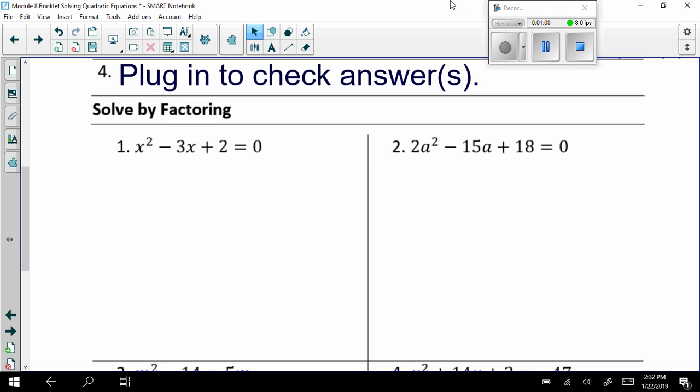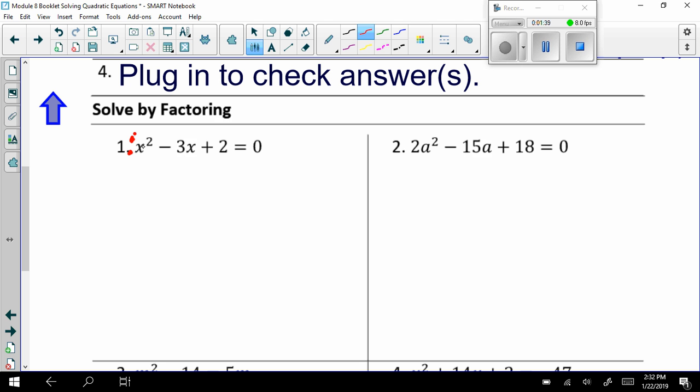Our first example, you will notice, is already in standard form. So I am already in the ax squared plus bx plus c equals 0. This equals 0 is the main part. You'll notice number 2 is also already in standard form. So I'm going to solve by factoring. Step 1 is done. Step 2, I'm going to factor. I know we talked about shortcuts, but I'm going to do the whole big long factoring here.